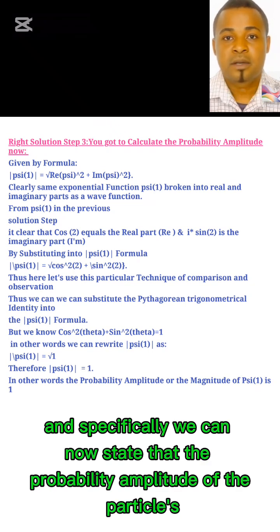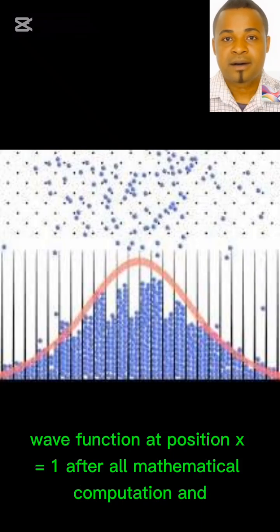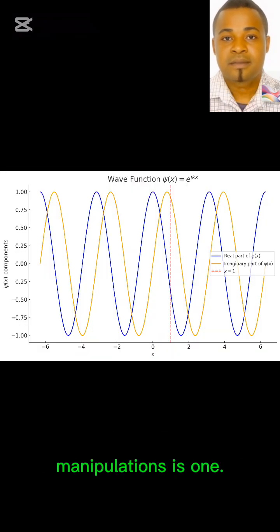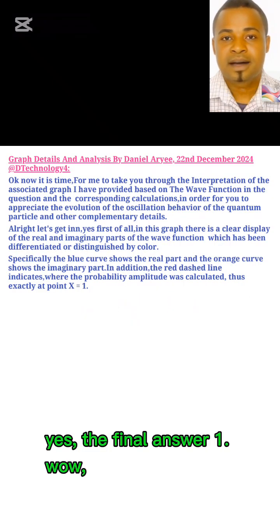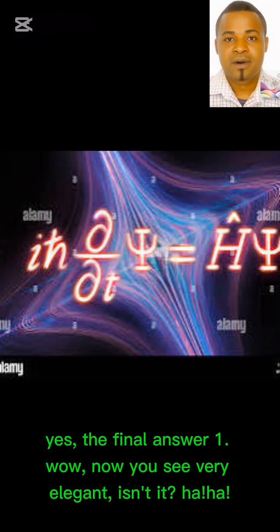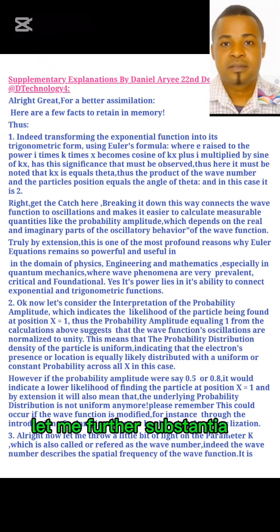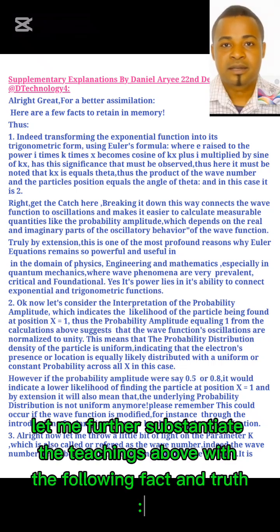Good. After further mathematical computation, we end up with the solution to the question above, and we can now state that the probability amplitude of the particle's wave function at position x equals 1, after all mathematical computation and manipulations, is 1. Yes, the final answer is 1. Wow, now you see, very elegant, isn't it?